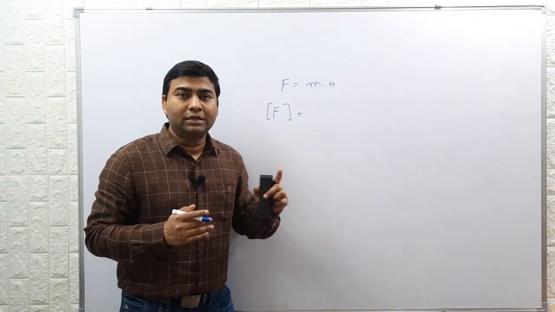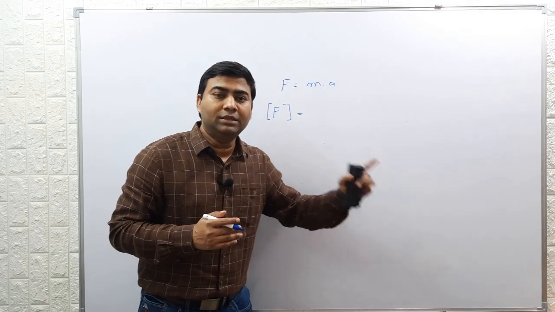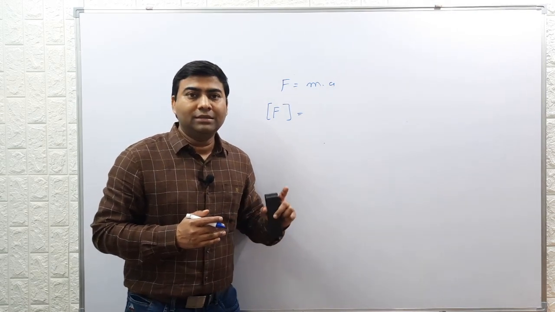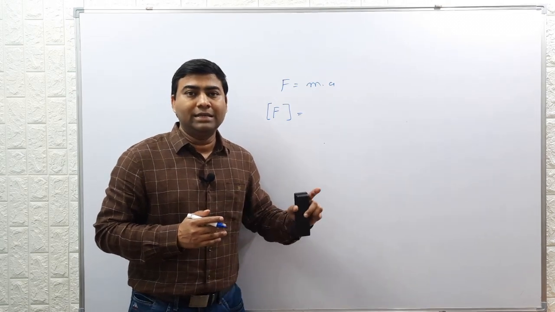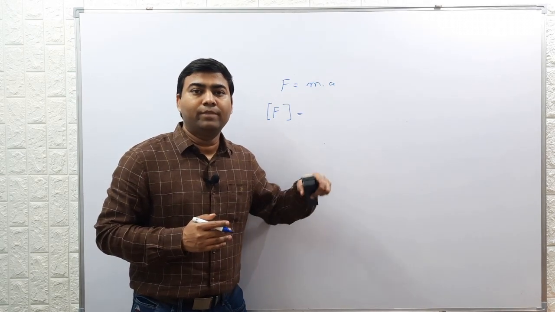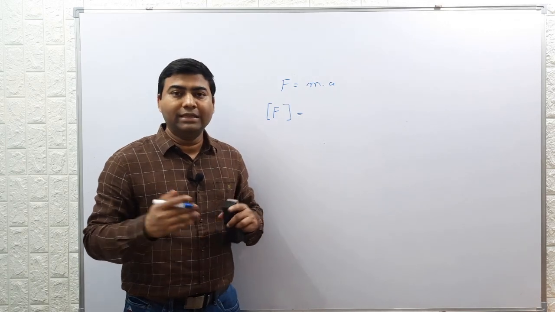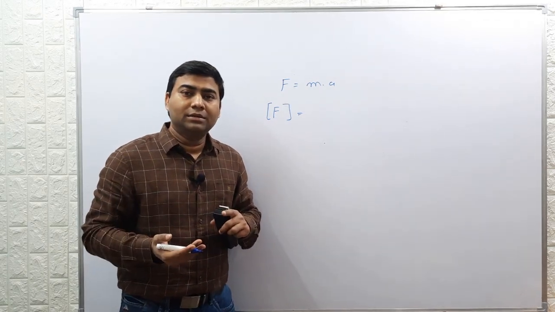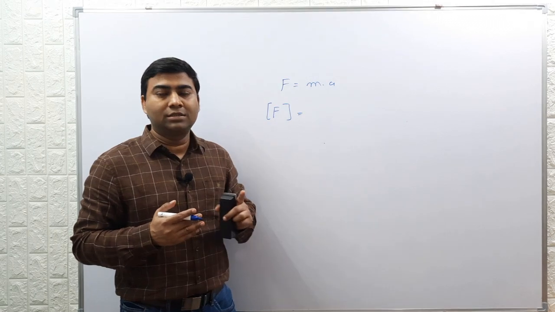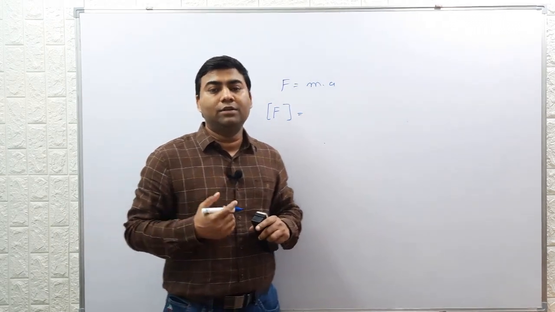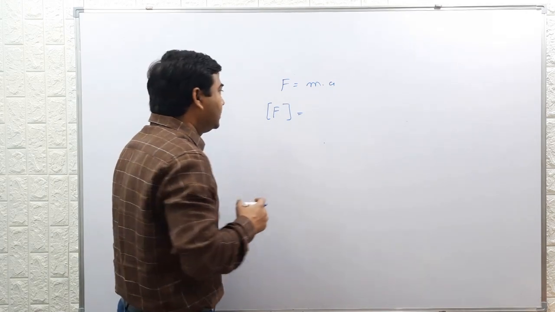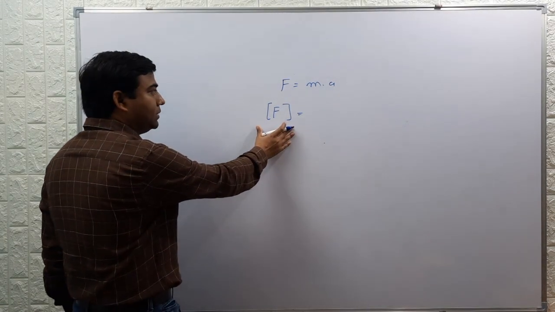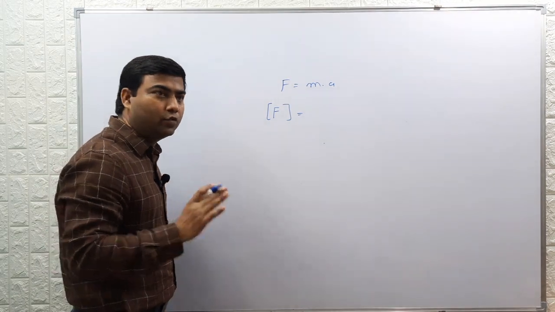Find the unit and replace these symbols of units with the respective symbols of the dimensional formula. For example, replace kilogram with M, replace meter with L, and replace second in the unit by T, like this. After replacing all those units, you will get the dimensional formula of that physical quantity. So we will take a very simple example to find the dimensional formula of force.